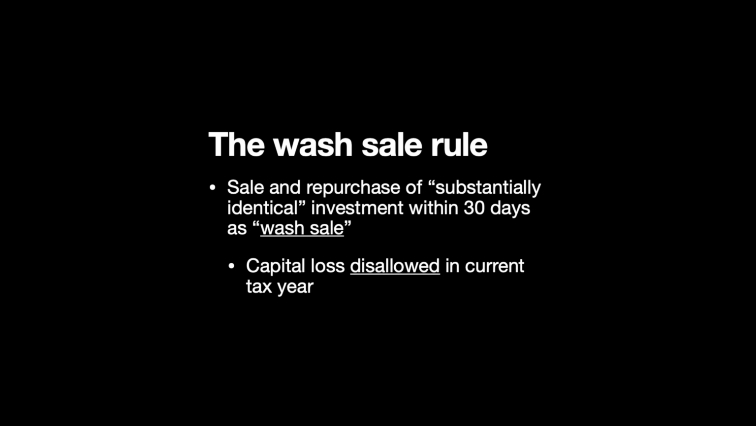So let's say you have a loss of $5,000 on a stock. This year you can take a $3,000 deduction, and then you can put that $2,000 that's remaining into the next year. When it comes to tax loss harvesting, you do need to be aware of the wash sale rule. The sale and repurchase of substantially identical investments within 30 days counts as a wash sale, and it's disallowed if you take a capital loss in that current tax year.